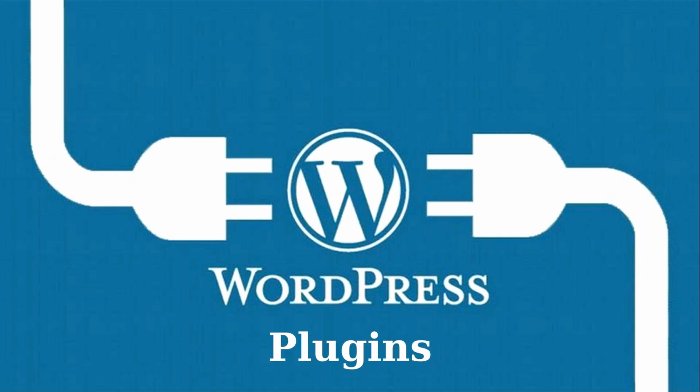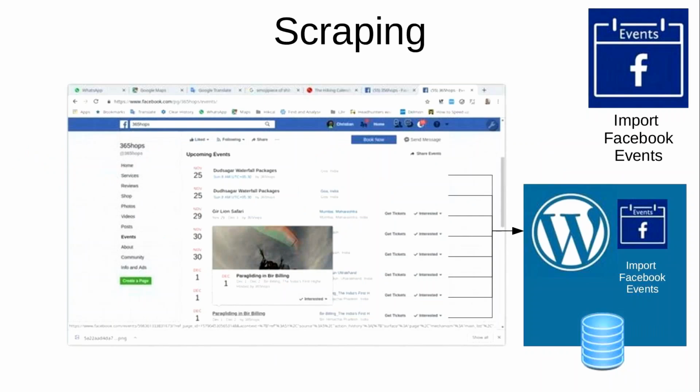I'll go down now to a few of the plugins we're using in the hiking calendar. First of all, for scraping, we're using a software made by an Indian company. The plugin is called Import Facebook Events. In fact, this plugin will connect directly with the Facebook API and will import a certain number of events we are interested in.